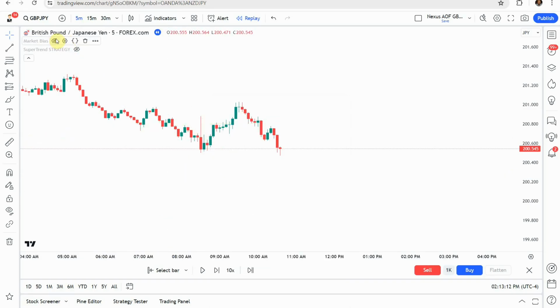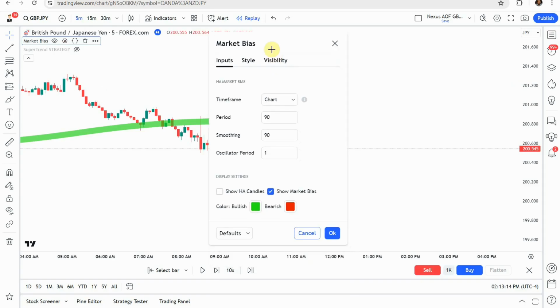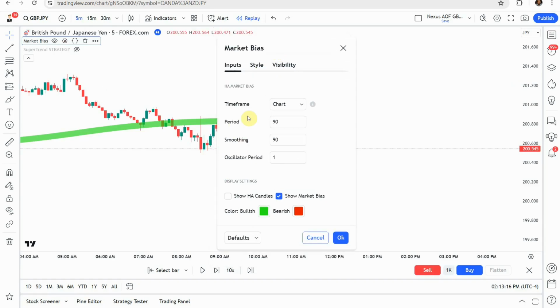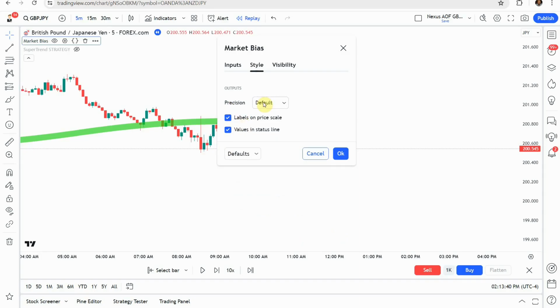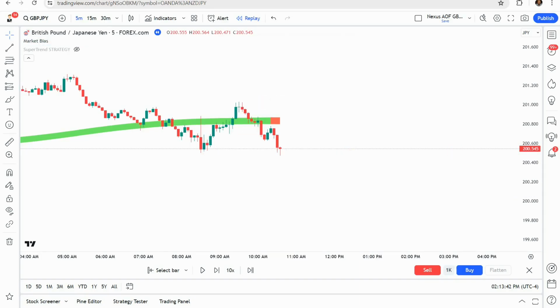And let's bring that back up. Nope, settings. There we go. Alright, so under the period, we're going to change that to 90. The smoothing, we're going to change that to 90. And the oscillator period, we're going to change that to 1. Turn off the show HA candles, and you can make these two selections a little bit more bright, vibrant green and red if you wish. Totally up to you. Everything else stays on the default. Go ahead and click OK.